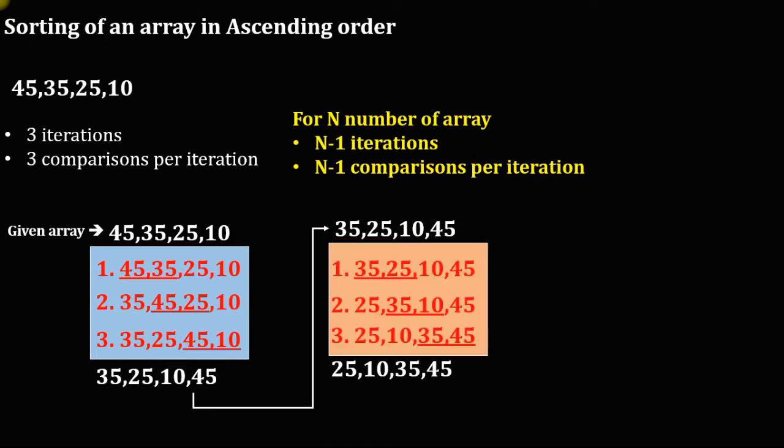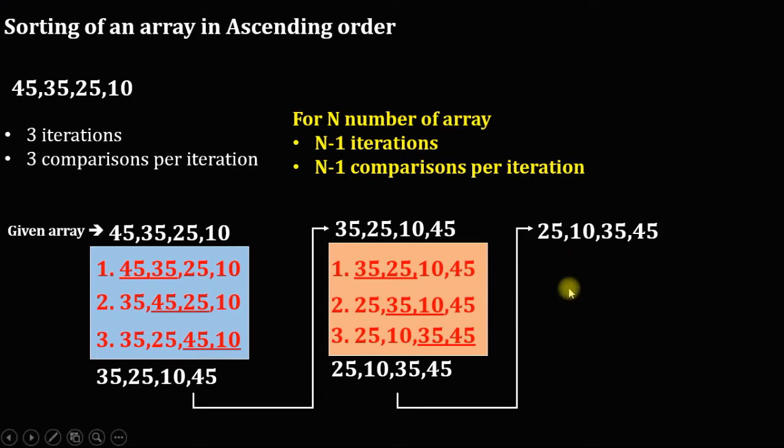This is our second iteration. The result of this second iteration is taken as an input for the third iteration. We are going to do 3 more comparisons in this iteration. As a result, we will get the sorted array in ascending order. Let's compare the first two terms, 25 and 10. Do swapping: 10, 25, 35, 45.